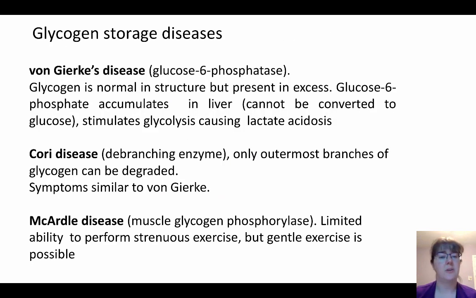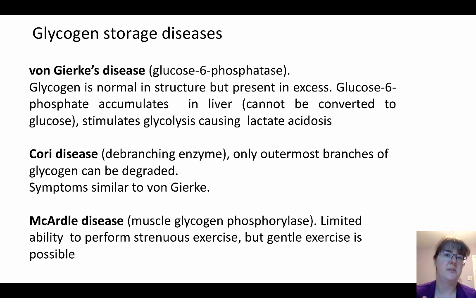Glycogen storage diseases. So there are 3 I want to talk about briefly. 2 of these actually have fairly similar symptoms, which are the von Gierke's disease and the Cori disease. They do involve issues with different enzymes. So the first one has that issue with the glucose 6-phosphatase. Because you don't have that breakdown of glycogen, the glycogen is normal in structure, but you have a lot of it because the body can make it, but can't actually break it back down again. So as a result, you get glucose 6-phosphate to accumulate in the liver, and then it can't be converted to glucose, which will stimulate glycolysis, but then causes lactate acidosis.